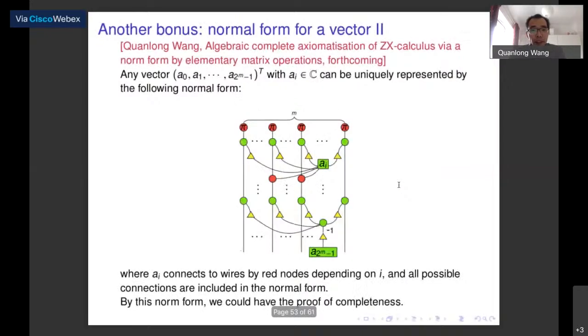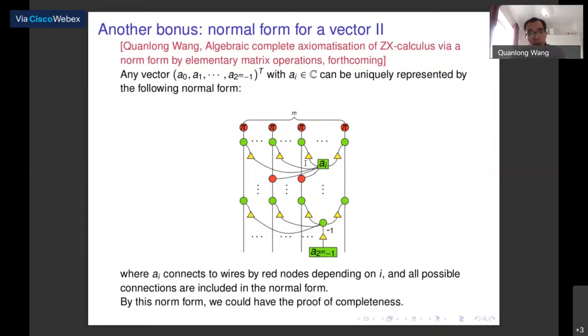So that means for any vector A0 to A_{2^M-1}, where each Ai is a complex number, they can be uniquely represented by this form. This is a normal form. At the top is all red pi, and then this kind of diagram is a representation of the row addition. And the last one is the row multiplication.